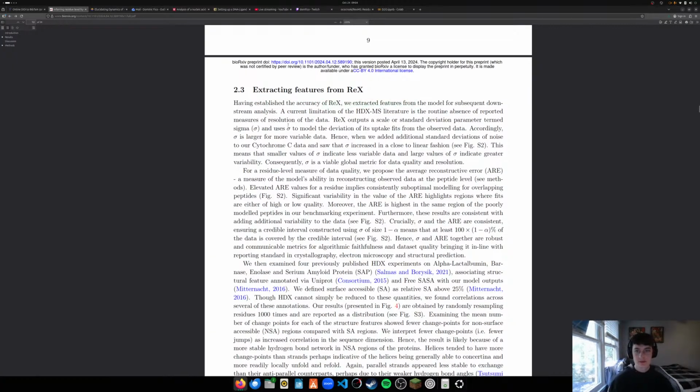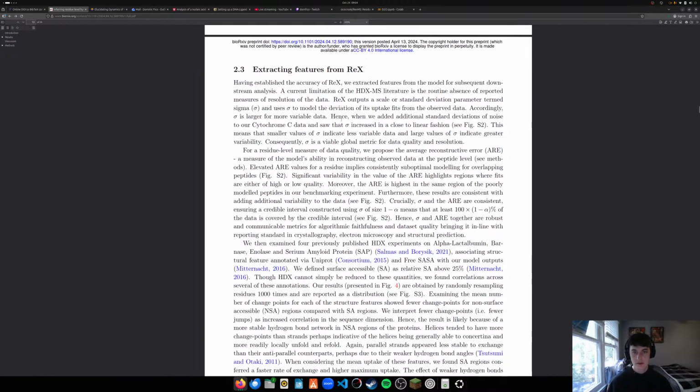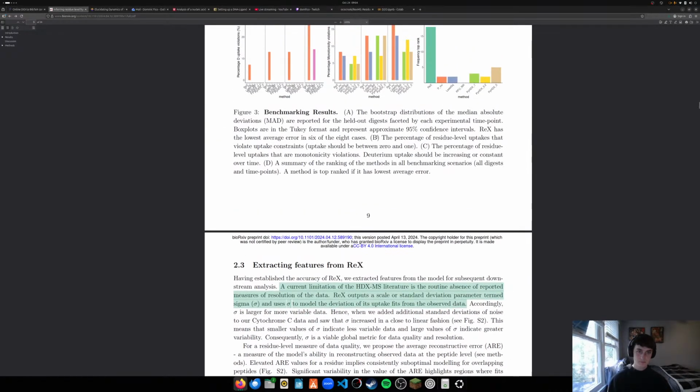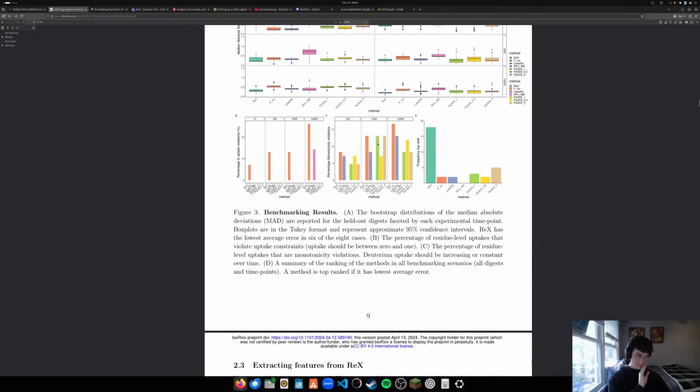Extracted features of model for subsequent downstream analysis. The current limitation is the absence of reported measures. RX outputs a scale and standard deviation parameter termed sigma and uses sigma to model the deviation of its uptake fits from the observed data. But I will say that this is just from the experimental data.